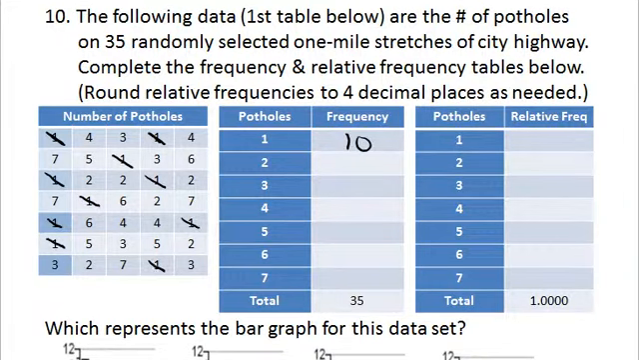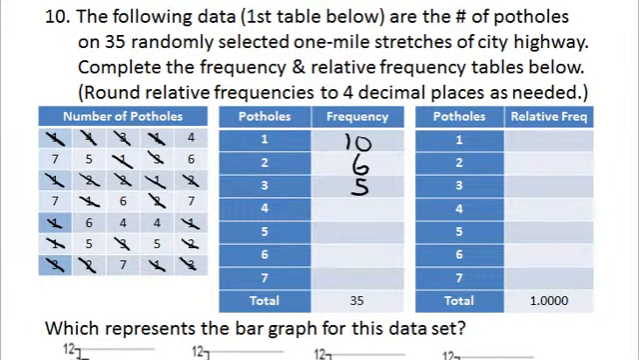Do the same for the 2's. There's 1, 2, 3, 4, 5, 6 2's. Now the 3's: 1, 2, 3, 4, 5. So there are 5 3's.